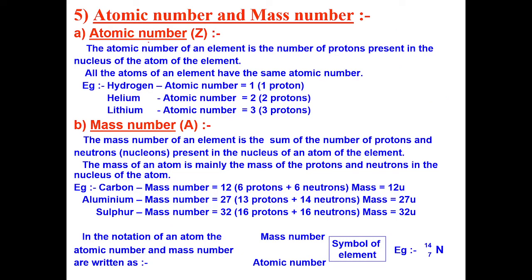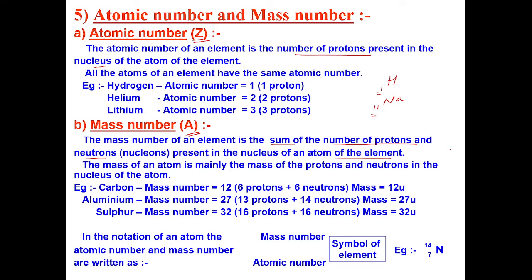Atomic number and mass number we have not covered in the earlier class, so we will do that now. Atomic number is designated with the symbol Z, which means the number of protons, which is equal to the number of electrons in an atom. Generally when we write hydrogen 1 or sodium 11, the number shown at the bottom is the atomic number. Then what is mass number? Mass number is the sum of protons and neutrons. Protons and neutrons together are called nucleons, because they are present in the nucleus of an atom. This total sum is called the mass number.